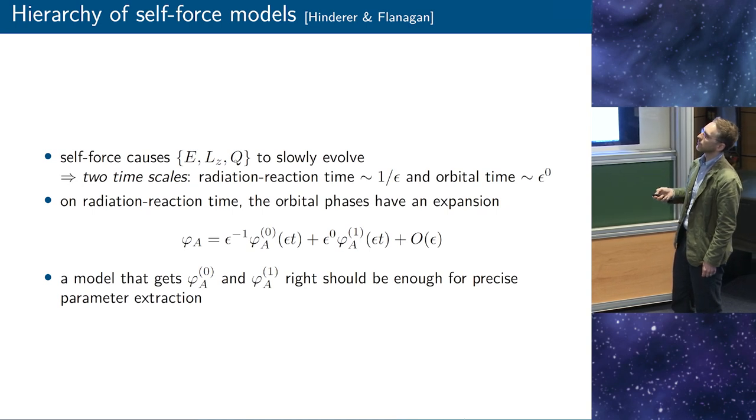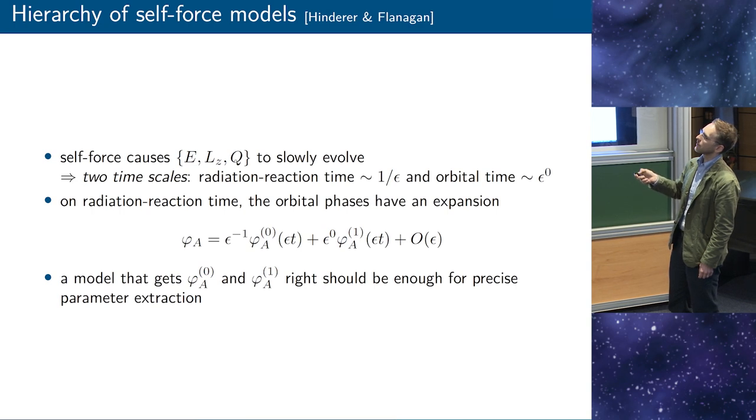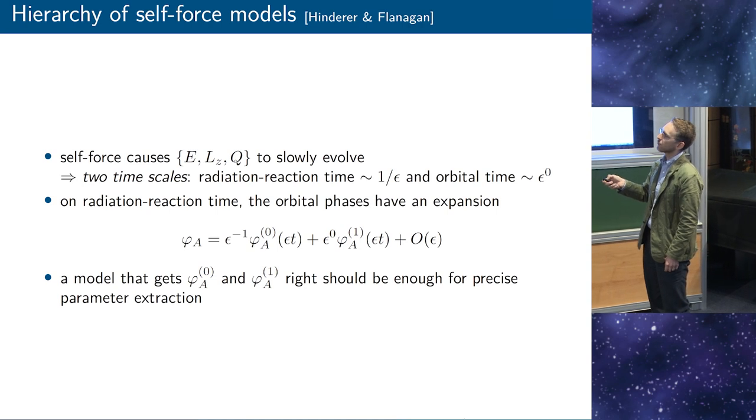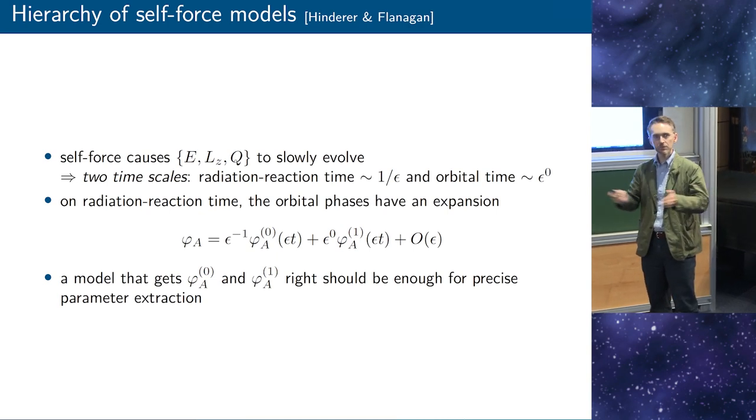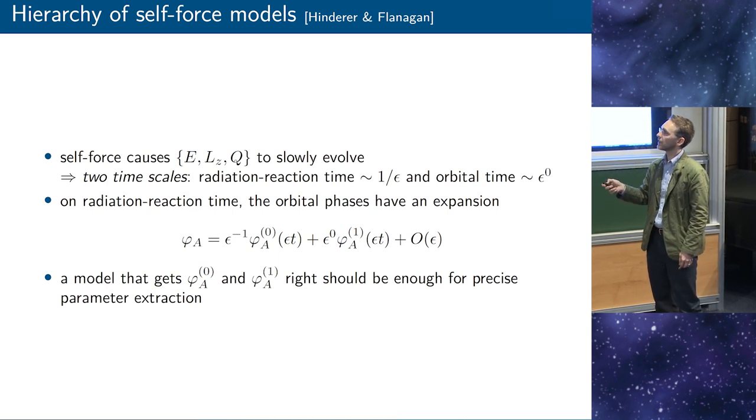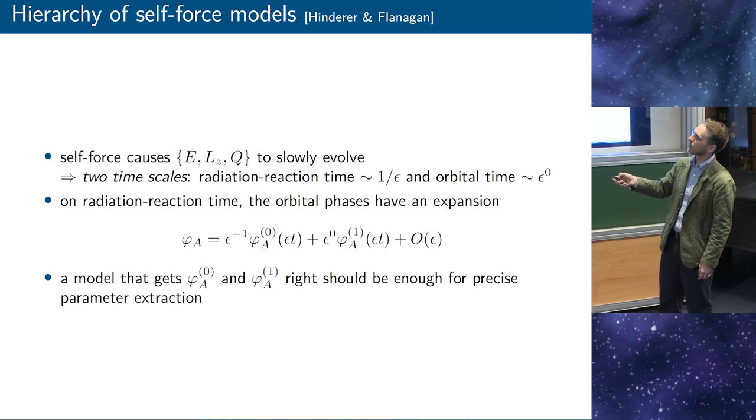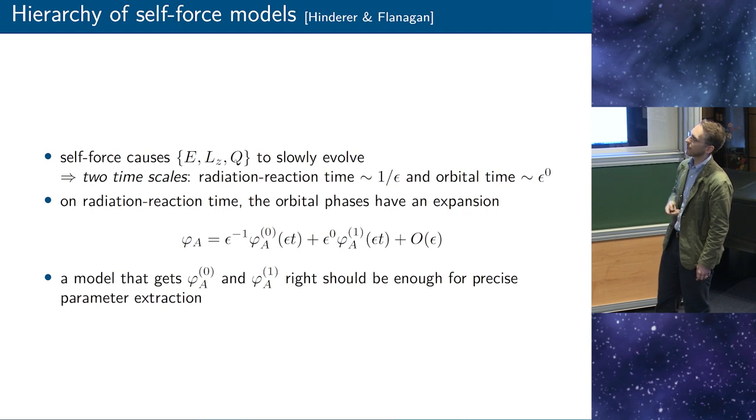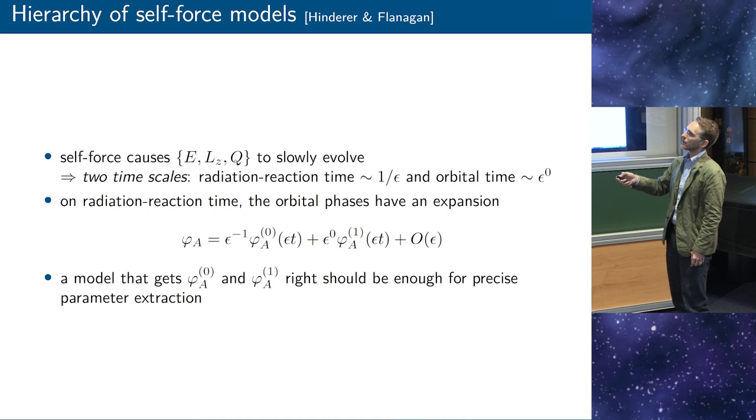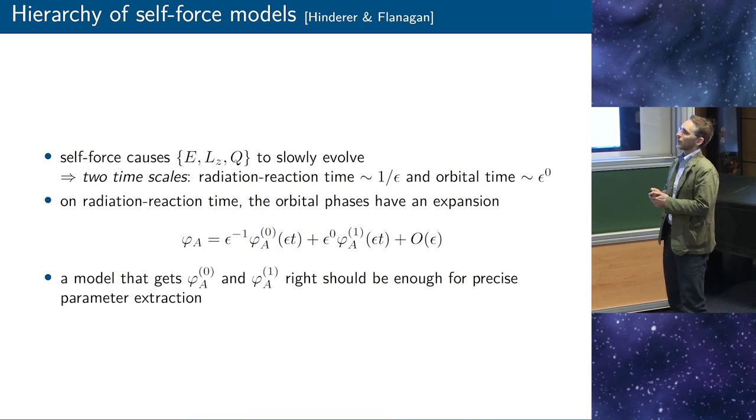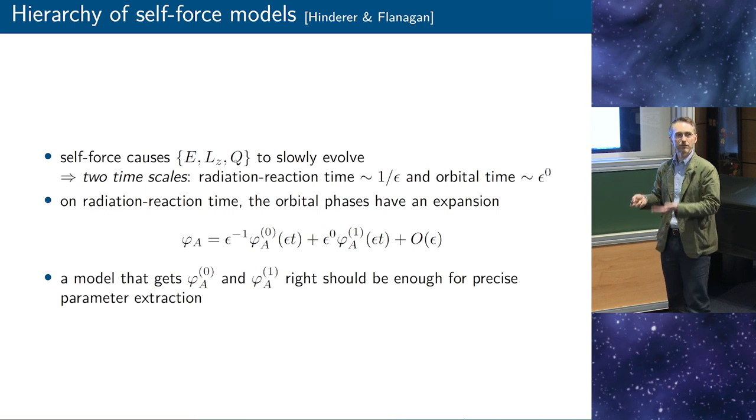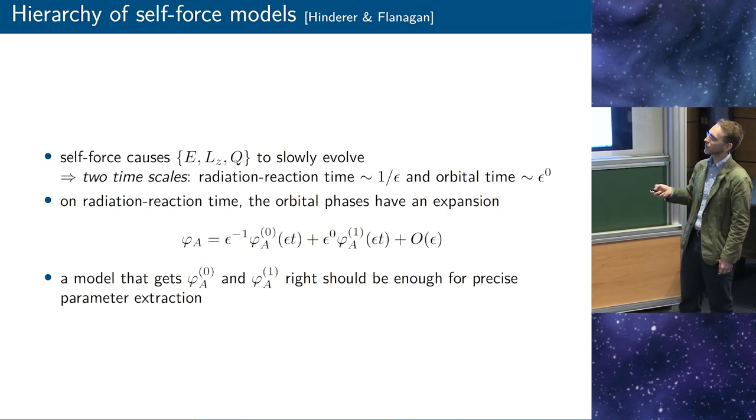And what Hinderer and Flanagan showed 13 years ago is that on the long time scale, this radiation reaction time, those orbital phases have a very neat form, or a neat asymptotic approximation. So you start off with a 1 over epsilon, because the phases accumulate roughly linearly with time. So after a long time, you end up with a lot of accumulated phase. And then you have subleading terms that are independent of epsilon, plus corrections. But each of these coefficients are functions of a slowly changing time, not t itself, but epsilon times t. Now, if you've correctly calculated this and correctly calculated that, then you have the phase accurate up to a small correction that goes to zero when epsilon goes to zero. And so that should be precise enough to do very accurate parameter extraction from an observed signal, of course, depending on the mass ratio. But for small enough mass ratio, you're guaranteed to have very small errors here.